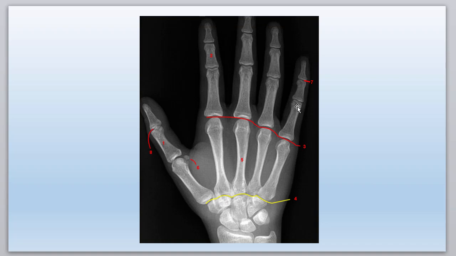Okay, here's the PIP and the DIP. Proximal interphalangeal joint, distal interphalangeal joint. Where's the interphalangeal joint? There's no interphalangeal joint on any of the 4 digits. 2, 3, 4, and 5, no interphalangeal joint. Interphalangeal joint is just here.